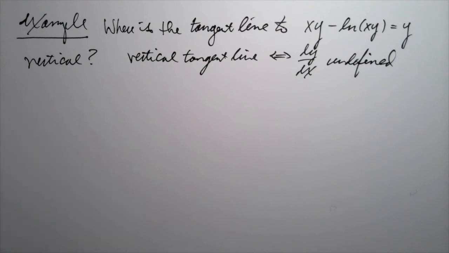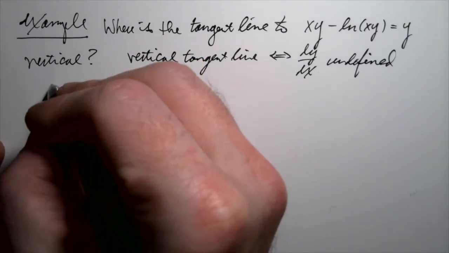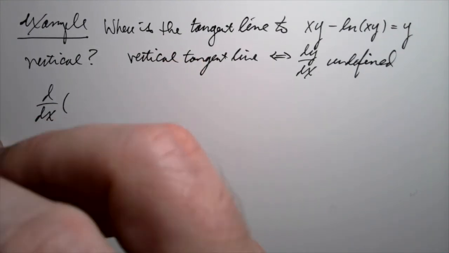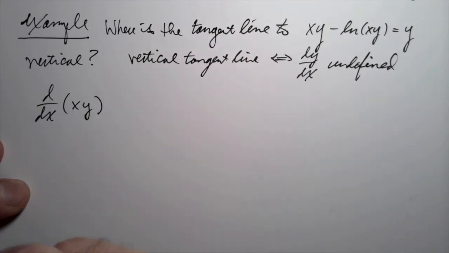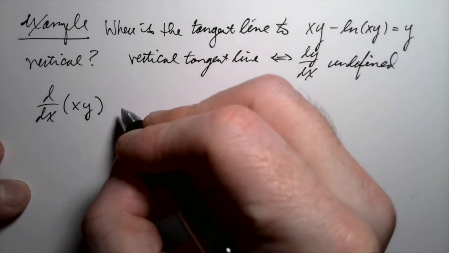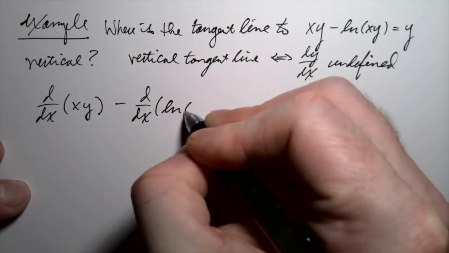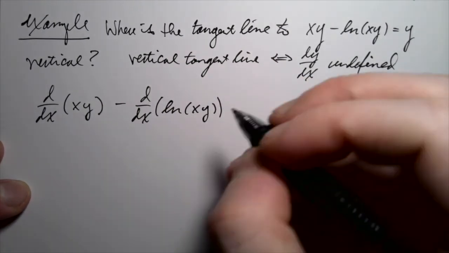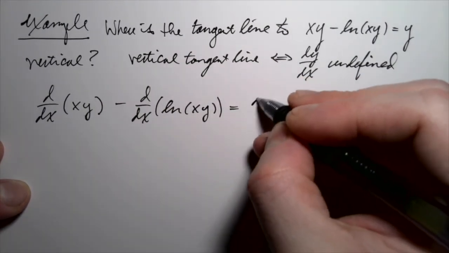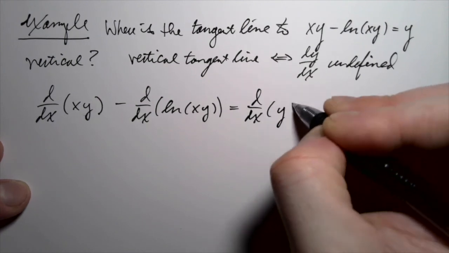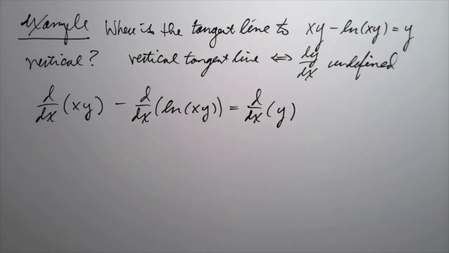First, we need to compute the derivative. So it's the usual game. We're just going to take the derivative of that entire equation. So we'll have the derivative of the first piece, x times y. We'll have the derivative of natural log of xy. And then we'll have the derivative of the last piece, y, on the other side of the equal sign.